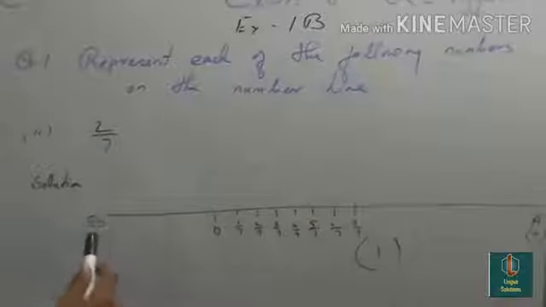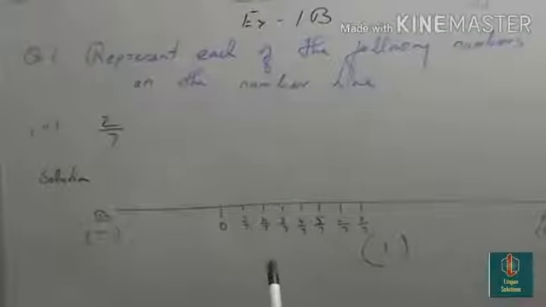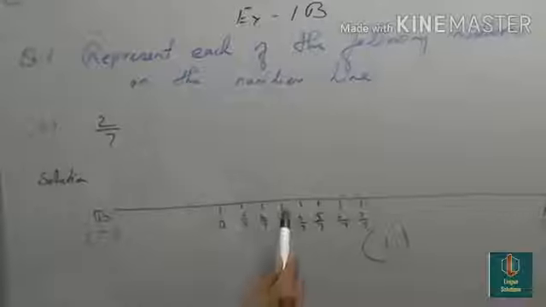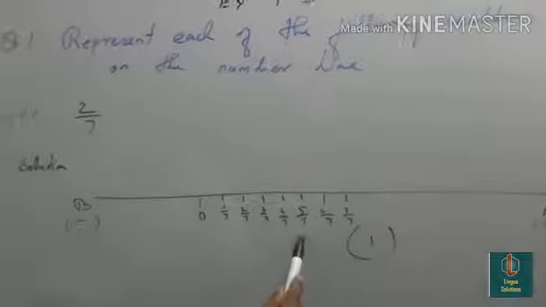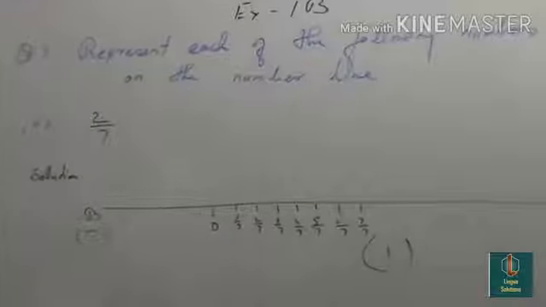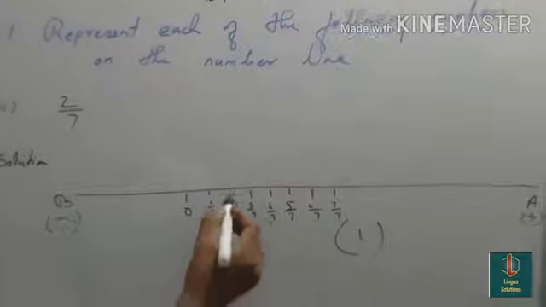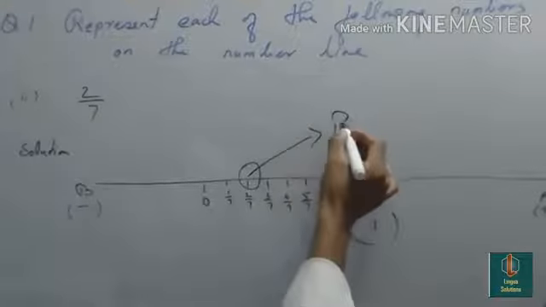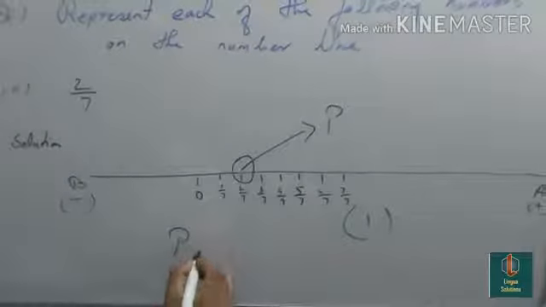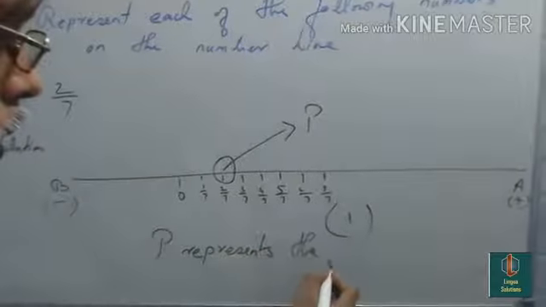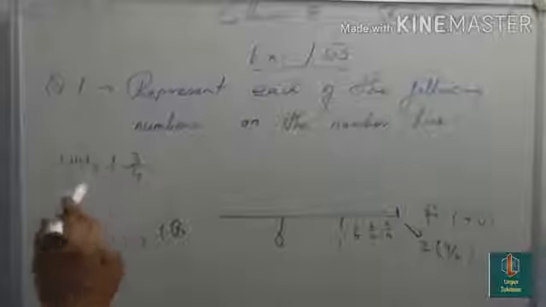Our next question is 2 by 7. It is positive integers. So now we will mark it. Here it is 0. 1 by 7, 2 by 7, 3 by 7, 4 by 7, 5 by 7, 6 by 7 and 7 by 7, that is 1. Now we have to show 2 by 7. 2 by 7 is here. Round it or mark it as P. Now P represents the number.